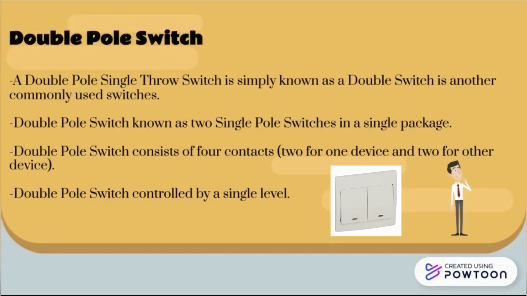Double pole switch. A double pole single throw switch, simply known as a double switch, is another commonly used switch. A double pole switch is like two single pole switches in a single package. It consists of 4 contacts, 2 for one device and 2 for the other device, and is controlled by a single lever.